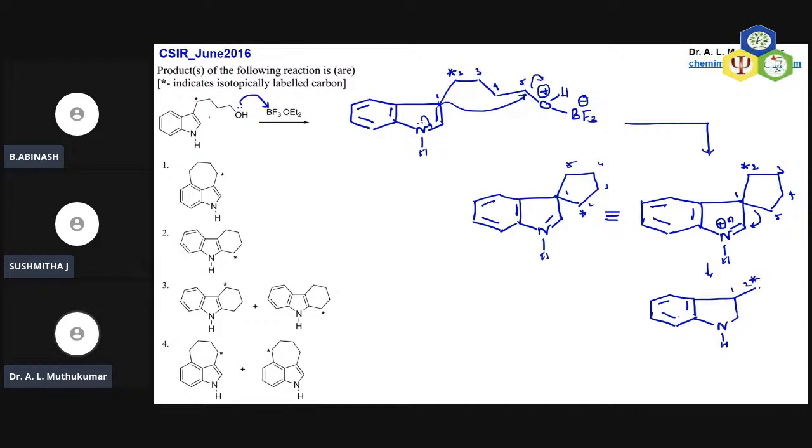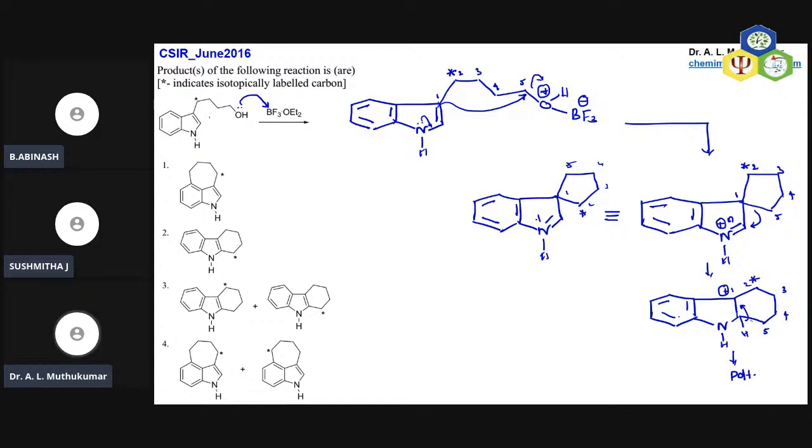This is 1, 2, and the third position, you have one more CH2. Fourth position, you have one more CH2. And the fifth position, you have one more CH2. This fifth position CH2 is directly attacking this ring system. Now a positive charge is generated, and elimination of this hydrogen will lead to the corresponding product. That is, the indole ring will be generated.